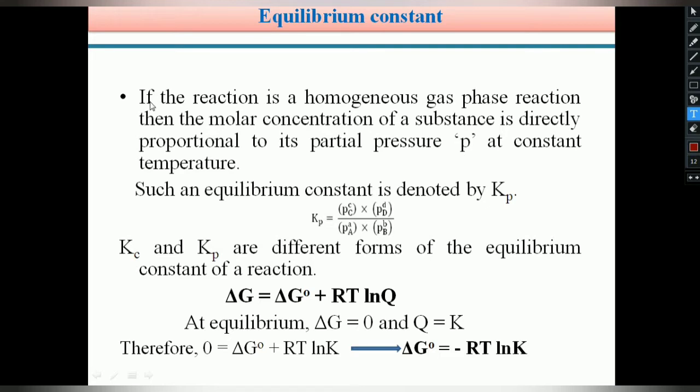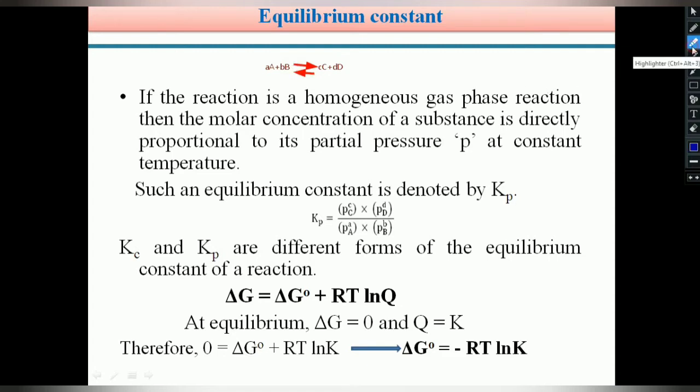Students, in the above reaction, we assumed a solution type of reaction. There we considered concentration. Suppose we are taking aA plus bB, these are gaseous substances, giving cC plus dD. So you can consider it a reversible reaction. In this, both reactants and products are in gaseous state. So in this case, what happens?